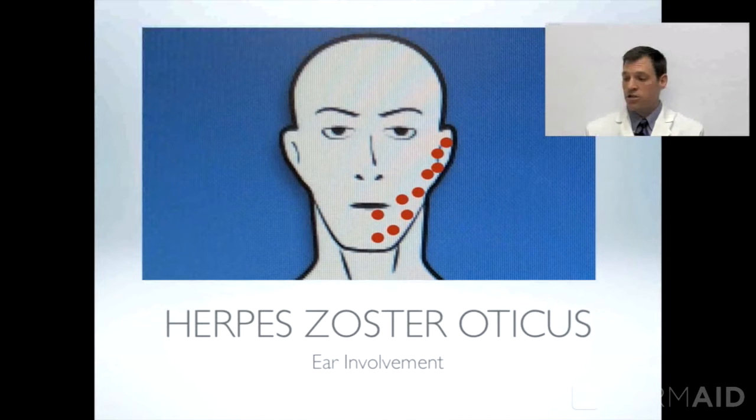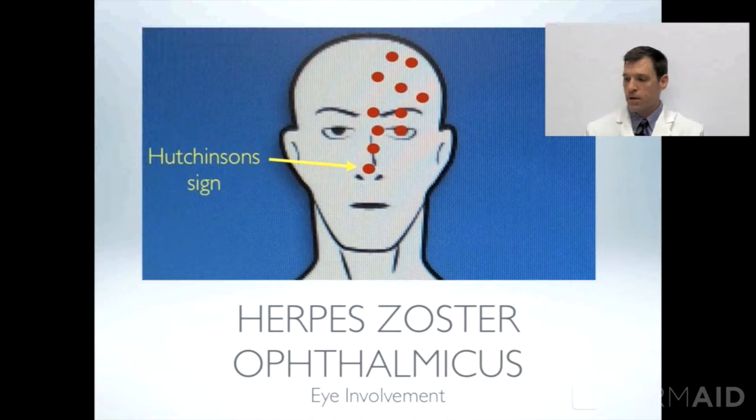So when zoster oticus evolves, one, it can lead to deafness. Two, it can lead to a one-sided facial paralysis. So it's very important that we identify zoster in this region and treat it early because we can decrease the chance of facial paralysis and deafness by early therapy.